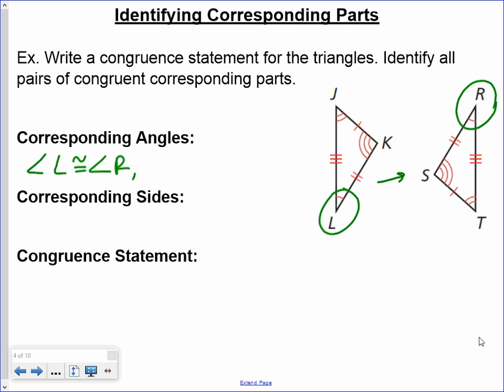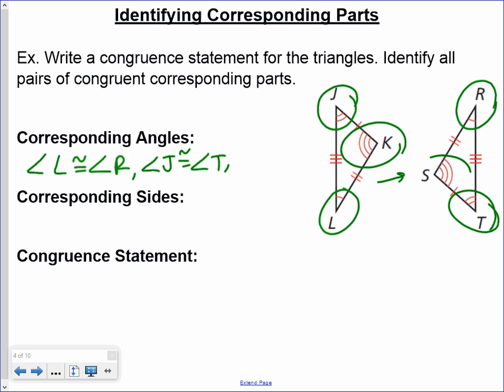Then I'll go to the second arcs. Angle J would be congruent to angle T, because they both have two arcs. And angle K would be congruent to angle S, because they both have three arcs. So you're looking for the number of arcs. That's how you know they're congruent to each other. Okay, same thing with the sides. Now I name sides with two letters. A segment is two letters.